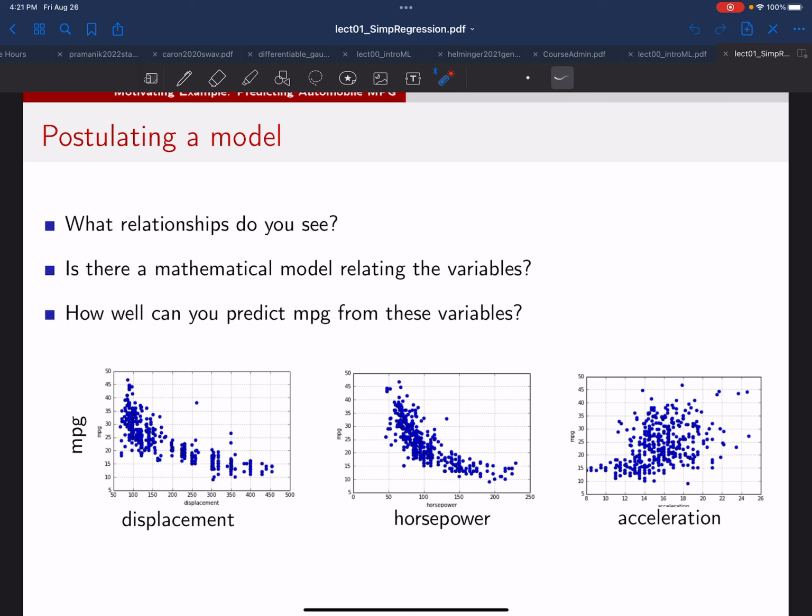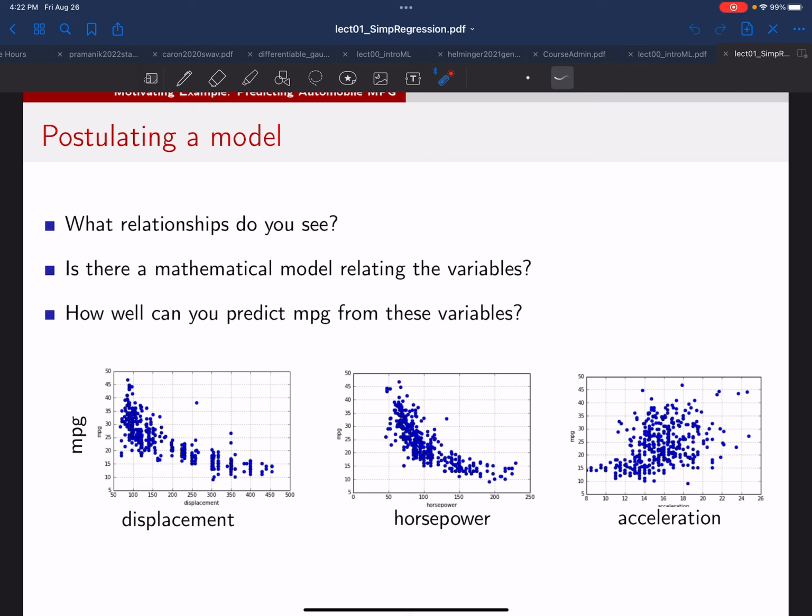So here's a couple other things we could have also done. We could plot miles per gallon versus horsepower, miles per gallon versus acceleration. And now let's just step back and think for a moment. When you look at these plots, do you see a predictable relationship? Do you see a mathematical model relating one variable to another? What do you think? Let's look at the first one. If I told you the displacement, do you think it's possible to predict the miles per gallon? Kind of, right? What about horsepower? Yeah. Kind of. What about acceleration? Less so, right?